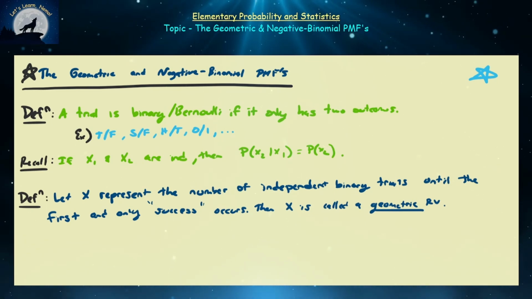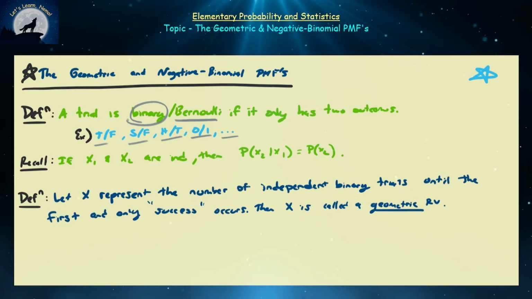So let's just review a couple things that we need. A trial is said to be binary, some people also use the word Bernoulli, if it only has two possible outcomes. The most common structures for binary trials are usually true-false, success-failure, heads-tails like flipping a coin, and 0-1, but obviously there are other ways you could partition a space into two sets, for example, a set and its complement, for example, happy versus not happy.